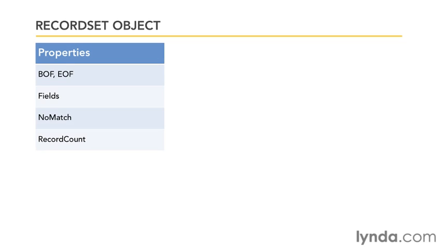And speaking of the Recordset object, you will use this object a lot when you analyze your table data. The recordset's most commonly used properties are BOF (beginning of file) and EOF (end of file), so you can identify where the data starts and where it ends. Fields, which are a collection of the fields or columns in your tables. NoMatch, which identifies whether a find function was able to locate data that meets criteria. And then finally RecordCount, which tells you the number of rows in a table.